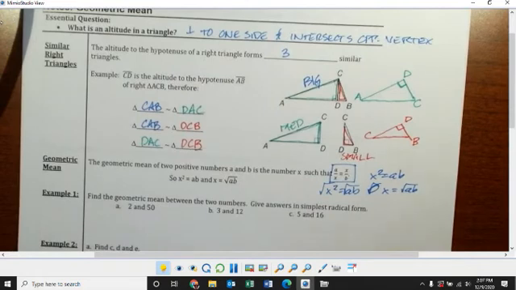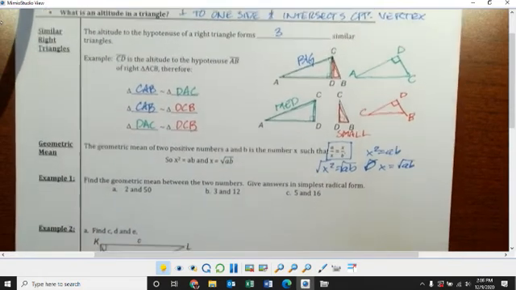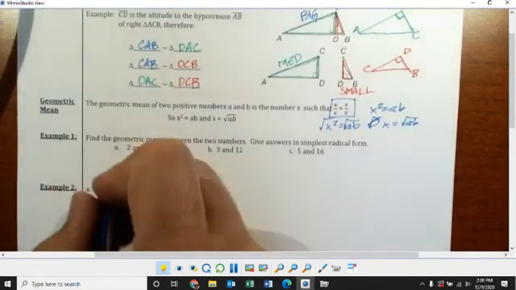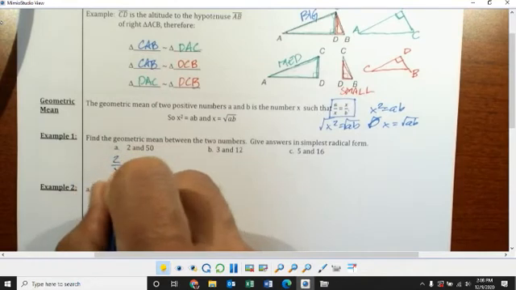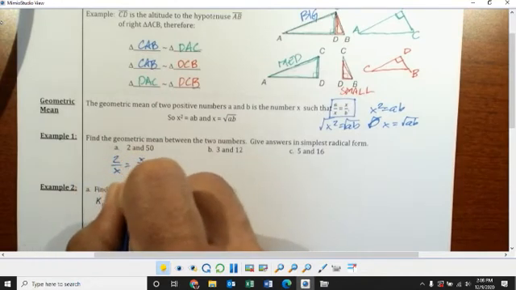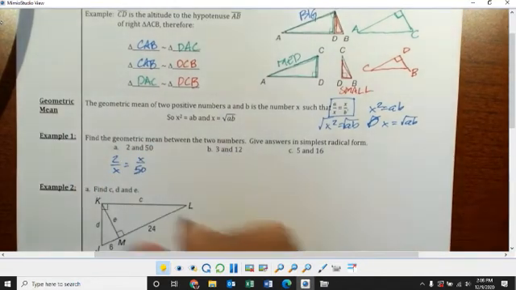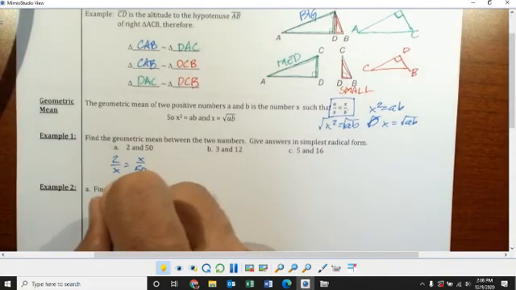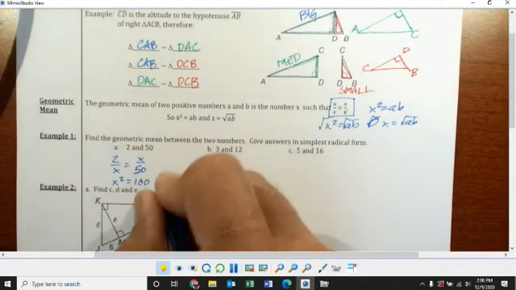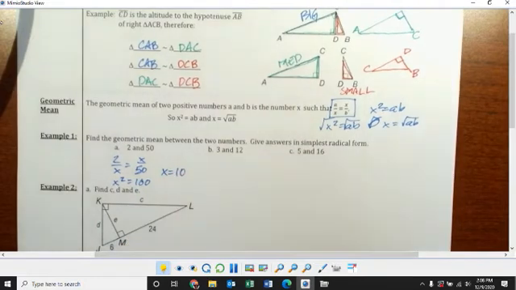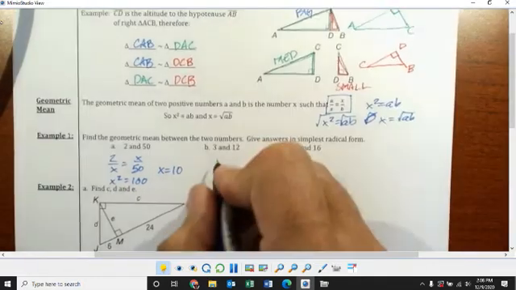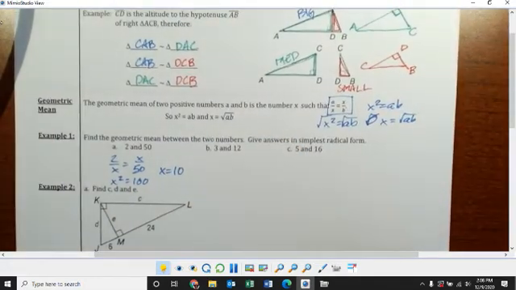So how do we do problems with it? Well, we take our two numbers and we just say 2 over x equals x over 50. And then we cross multiply. We say x squared equals 2 times 50 is 100, so x equals 10. Okay. Try to do the next two without my help and then come back. So pause the video, work on the next two, and then come back and see the answers.